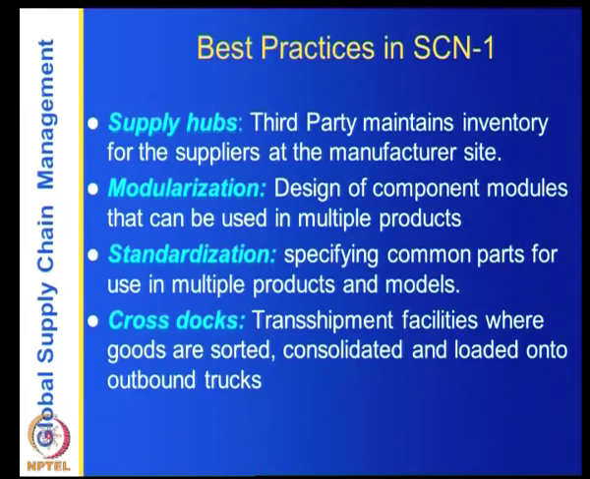Cross docking is when components are coming from suppliers to the manufacturer, and there are several suppliers supplying from various places in the world. Then they all come together at one place, at one nodal point. It's called a transshipment place, where the goods are sorted, consolidated and loaded onto the outbound trucks.